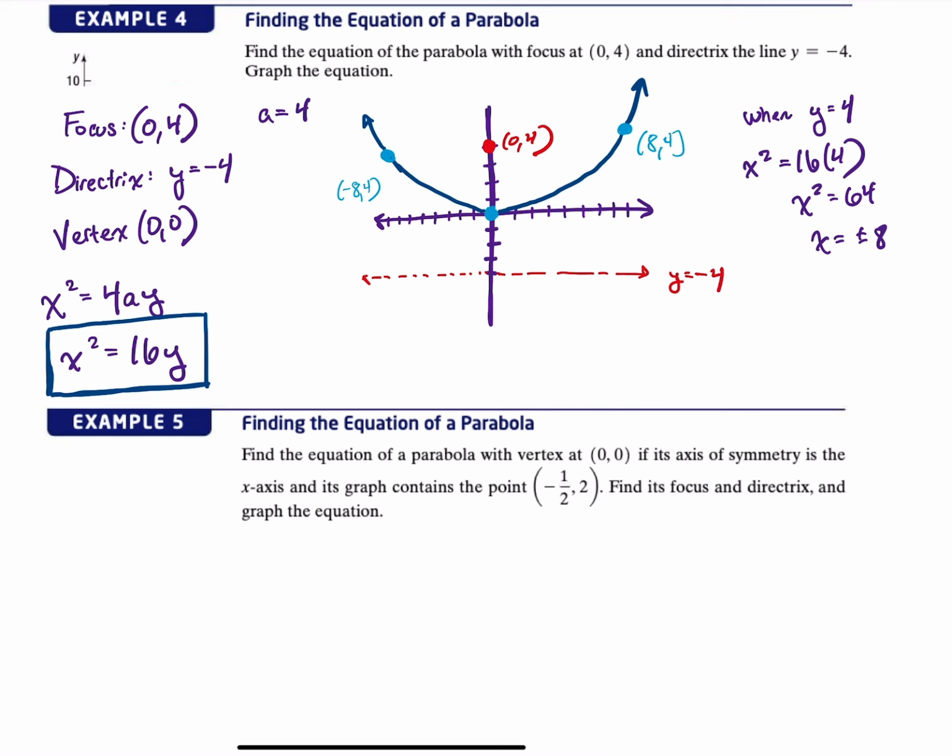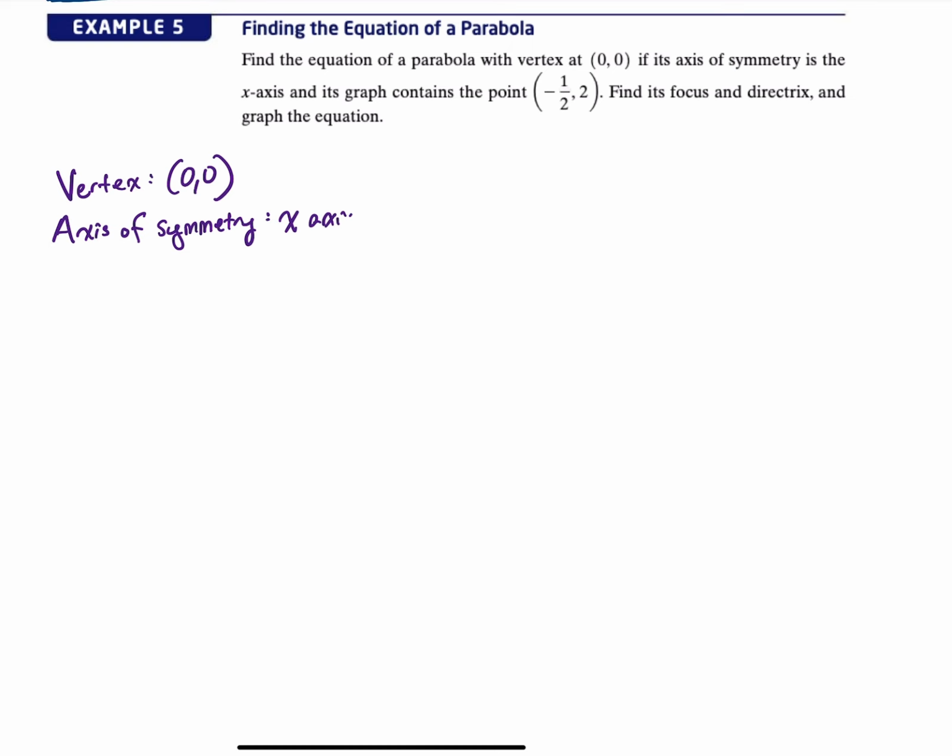All right, let's look at one more in this theme where we're given some information and we need to build the equation. So let's find the equation of a parabola with a vertex at the origin. So our vertex is at 0, 0. If its axis of symmetry is the x-axis, we'll just write that down. And the graph contains the point negative 1/2, comma 2. So notice this time we're not given the directrix or the focus point, we just know a point on the graph.